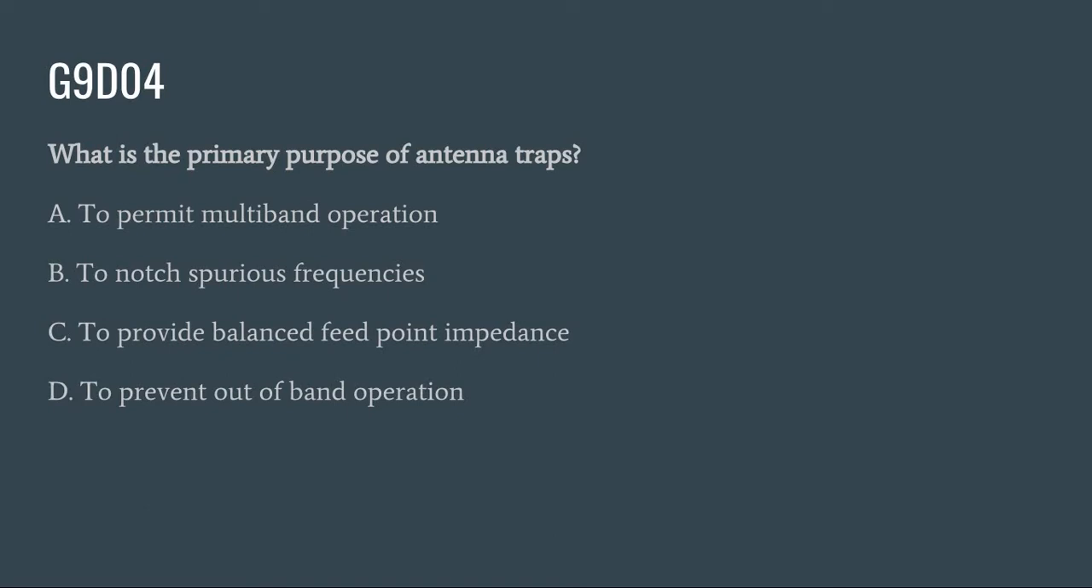G9D04, what is the primary purpose of antenna traps? A, to permit multi-band operation. B, to notch spurious frequencies. C, to provide balanced feed point impedance. Or D, to prevent out-of-band operation. Correct answer A, to permit multi-band operation.